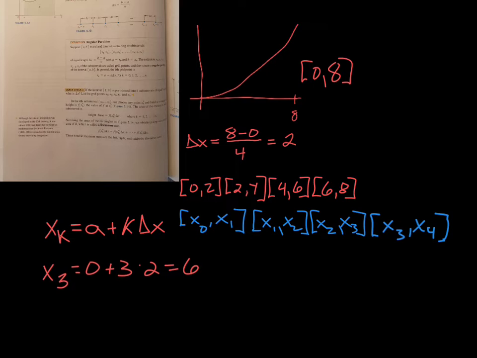So yes, you can count these, but if we get further along, for instance, in the previous example, the book went to 64 subintervals, and counting 64 might be a pain. So then we can just find it with this formula. Again, another important formula here.